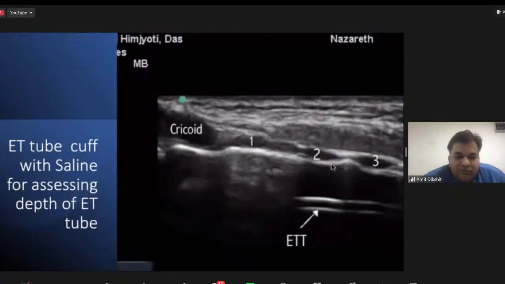Another important thing is whether the tube has gone endobronchially. We can inflate the cuff with saline, which is seen as a hypoechoic structure. If the cuff has gone beyond the third tracheal ring, you can very well say that it has become endobronchial. This is useful in the pediatric population when we are really scared. We always keep that pediatric stethoscope and everything, so it's a real-time thing to just place a probe and see.